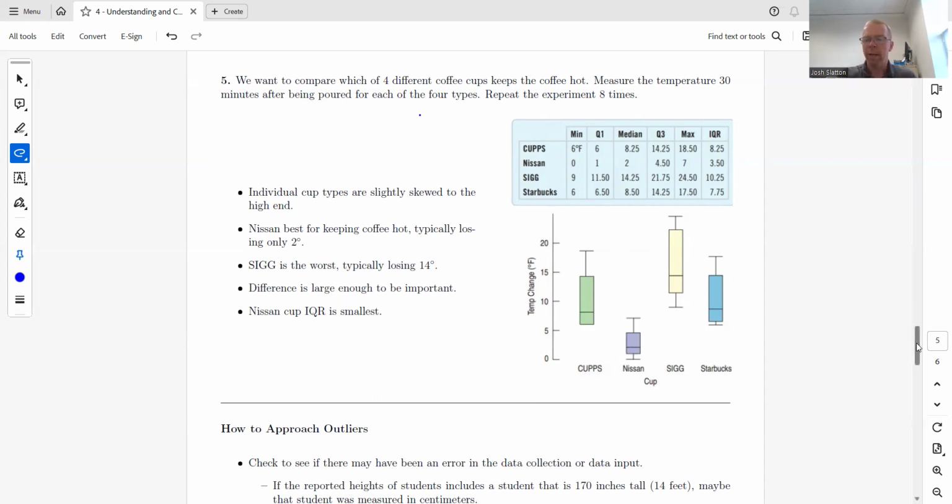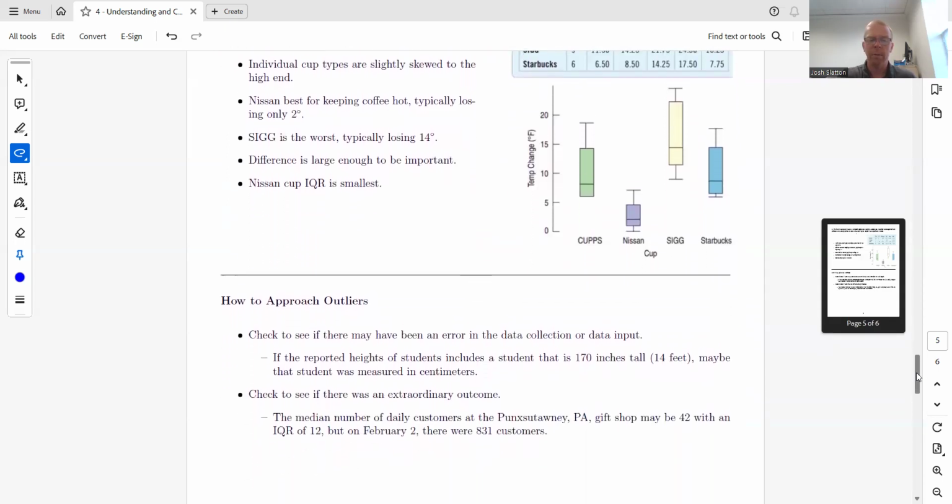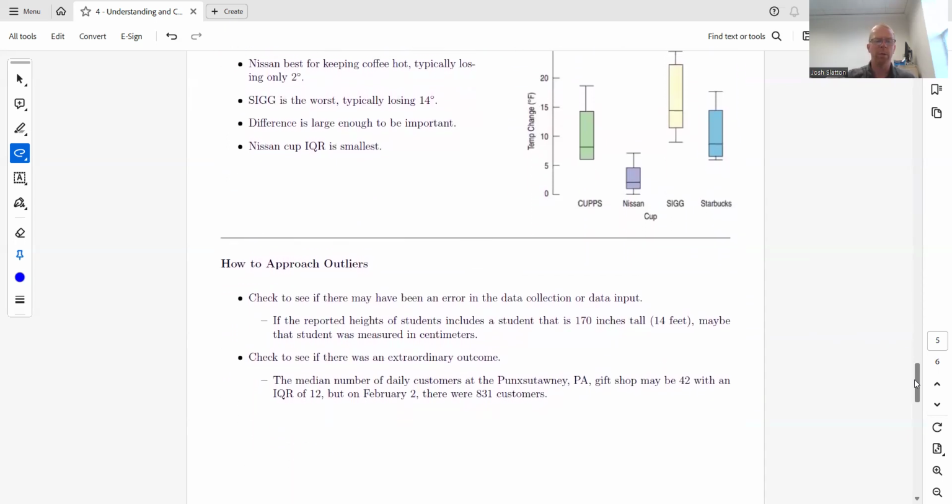All right, so let's talk about outliers. How do we find these whiskers or fences, as it were? And what do you do with outliers? So maybe I should have reversed this, but we'll do this first.